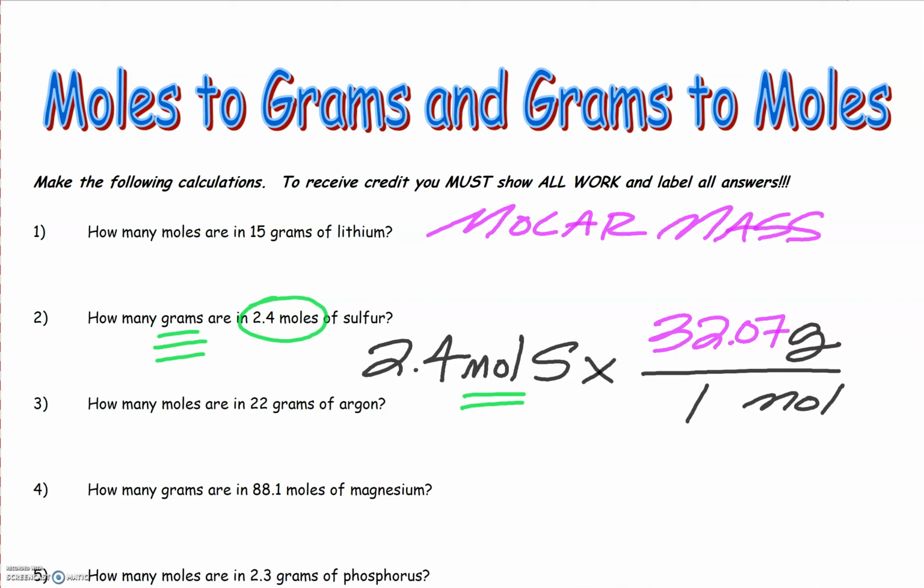32.07. And now you can run it through and get an answer. So the way it works is if a value is on top of your conversion factor, you multiply by that value. If it's on the bottom, you divide by that value. So kind of slide this down here. Let's go ahead and get an answer.